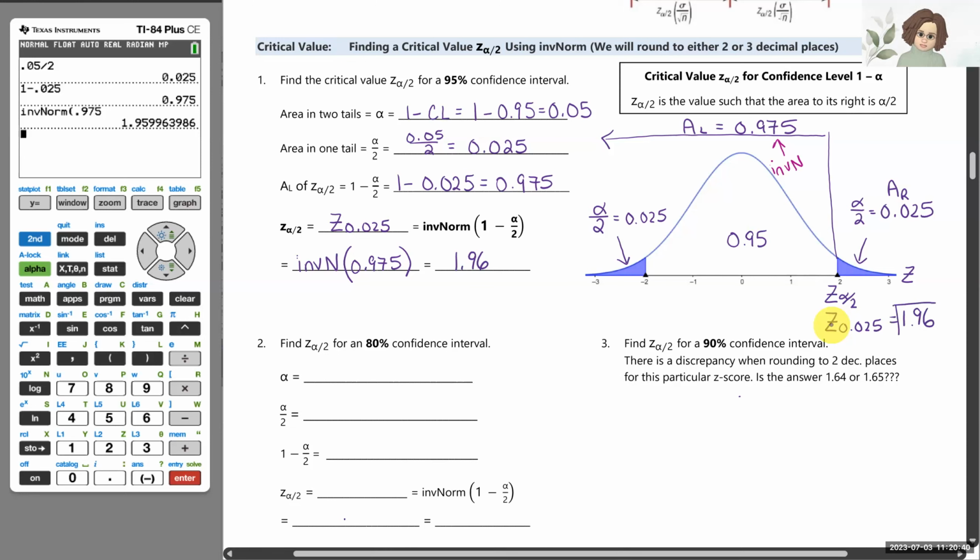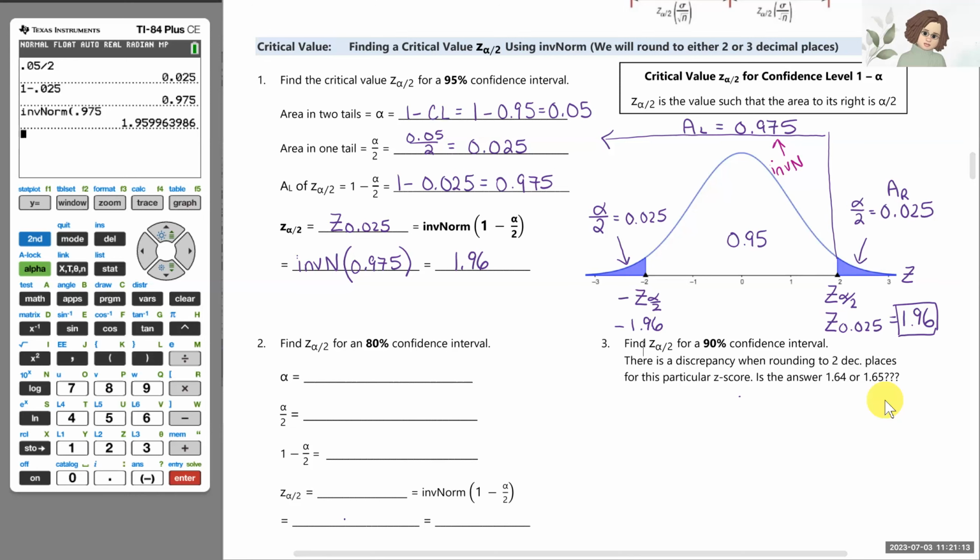So that z-score, called the critical value, z alpha over 2, generally speaking, is always this positive one. The other z-score, because of symmetry, would be the negation of that number, so that would be negative z alpha over 2. Right now we're not interested in the negative. We're just going to be looking for our critical value. Okay, so new notation to get used to. Let's step through another one here.